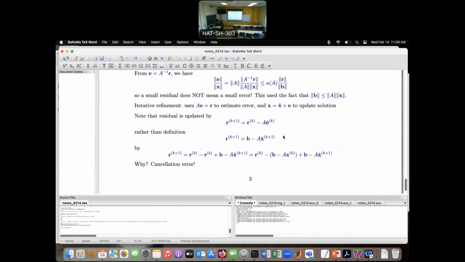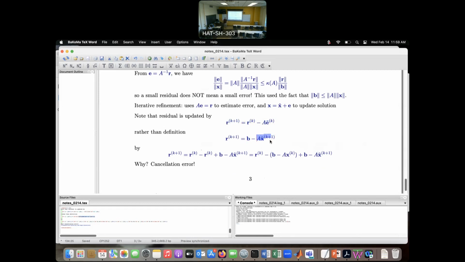So the reason why it is far better to use this formula instead of this one is that the residual is supposed to be going to 0. The error also is supposed to be going to 0. So we're subtracting both quantities that are getting smaller and smaller to get something that is hopefully smaller still. Whereas in this case, b is a fixed vector, of fixed magnitude, and A x_{k+1} is approaching the exact solution, so this is also approaching b. Here we're subtracting two vectors that are not going to 0.